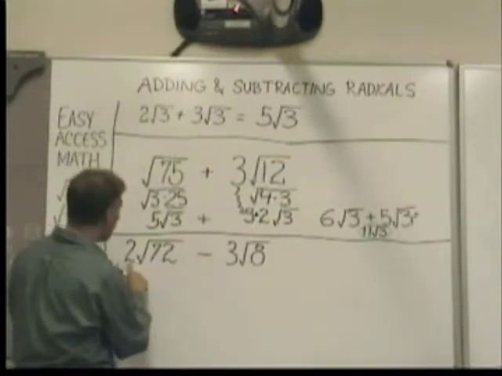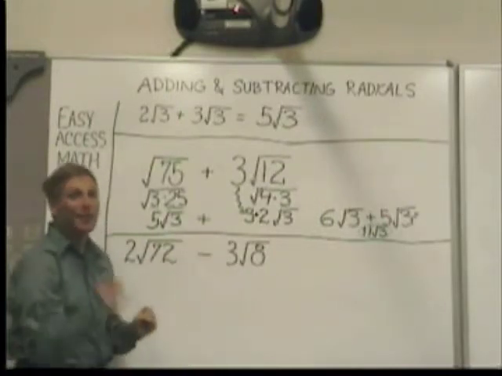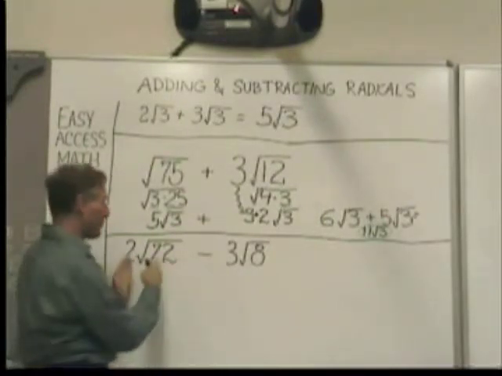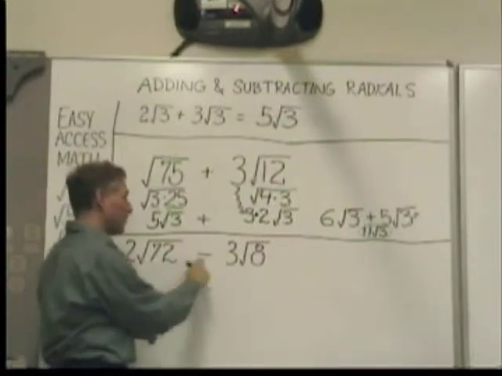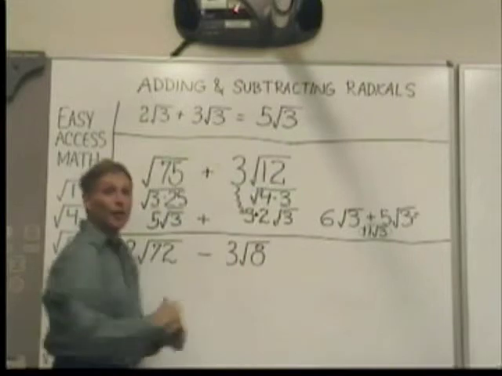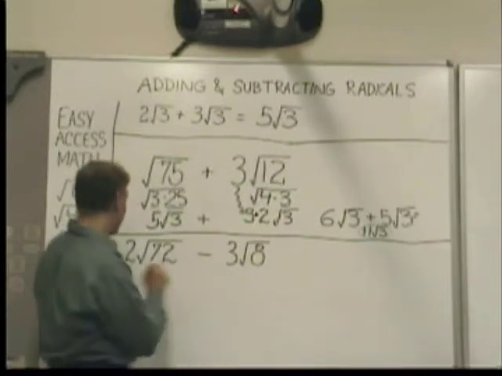Now over here, I'm subtracting. And how I line it up at the end, the order will matter in subtraction. Of course, you want this one first, because it's 2 radical 72 minus 3 radical 8. Both of them have outside numbers, you notice.